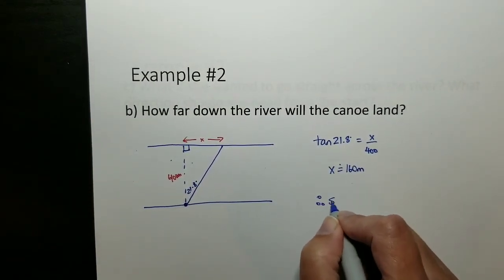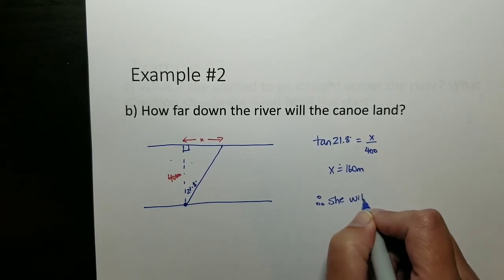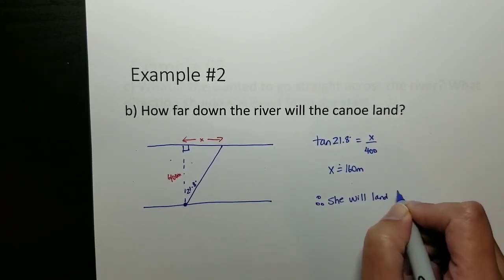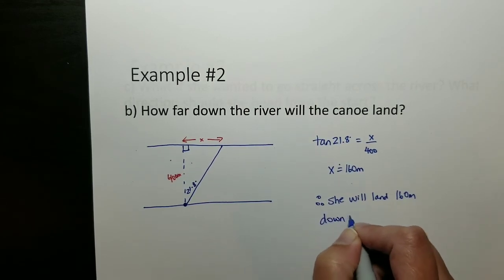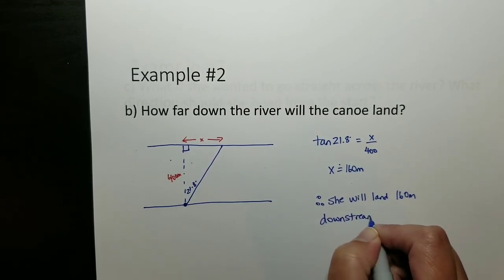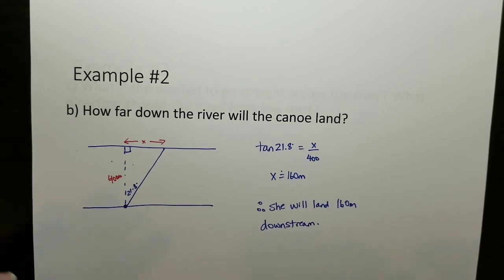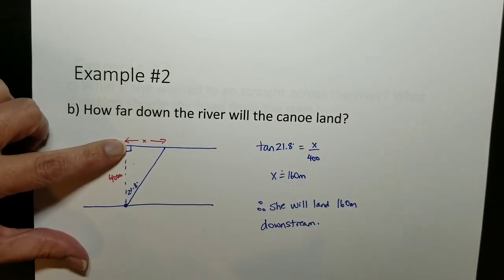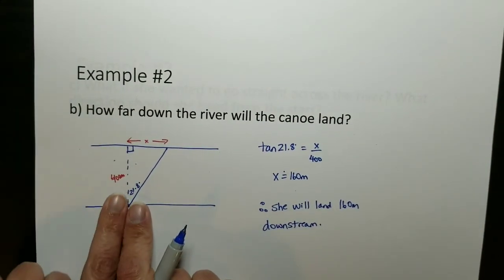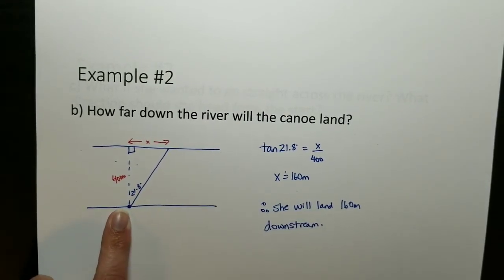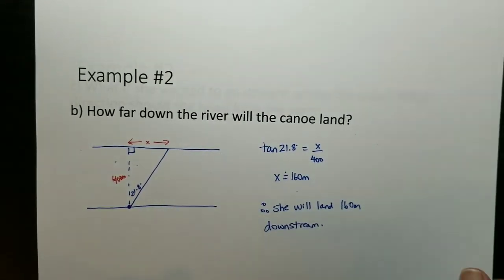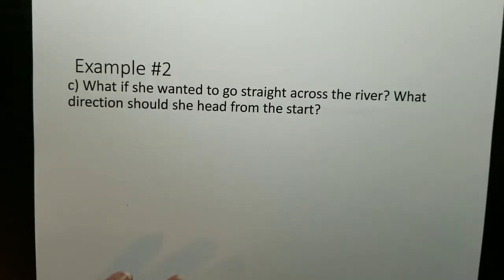So therefore she will land 160 meters downstream. So if she wanted to just get across the river by aiming directly across, she's actually getting pushed pretty far out of the way because of that current.